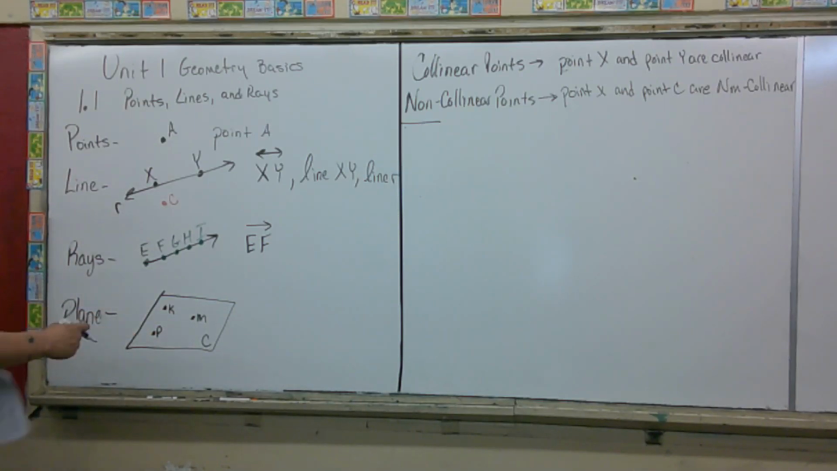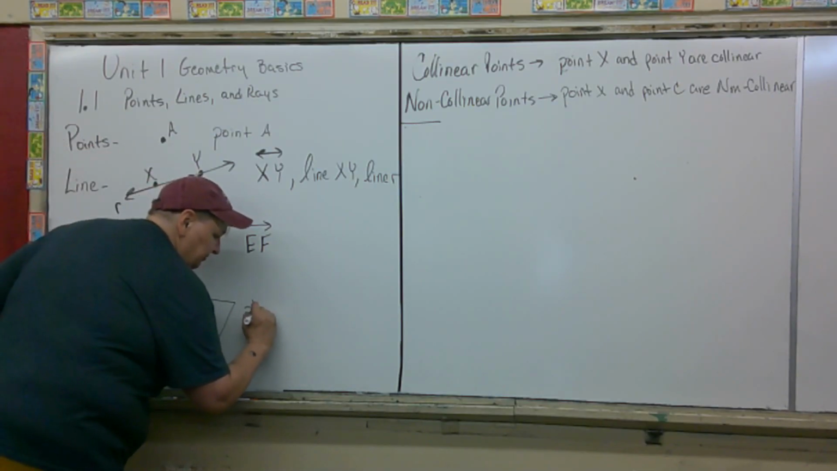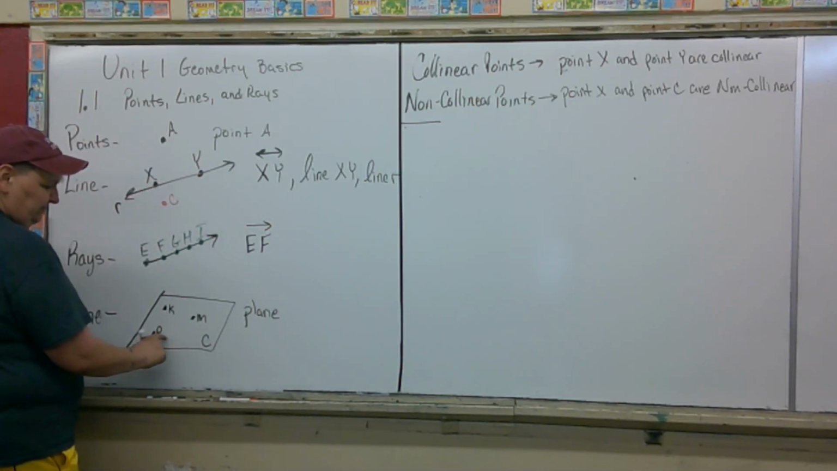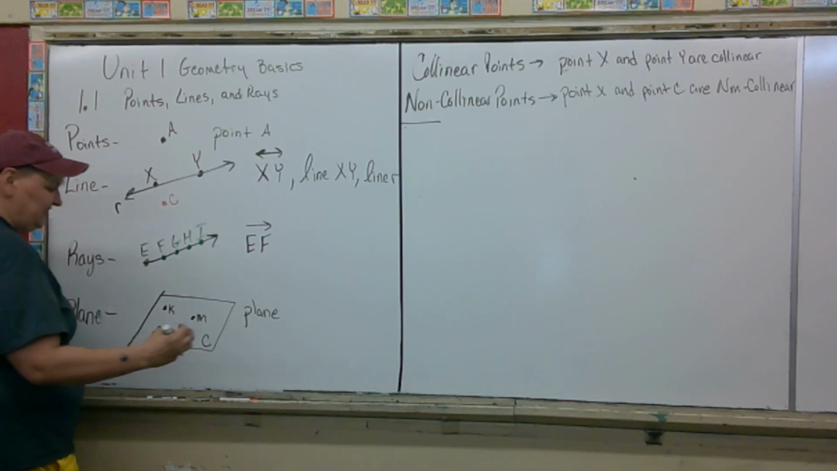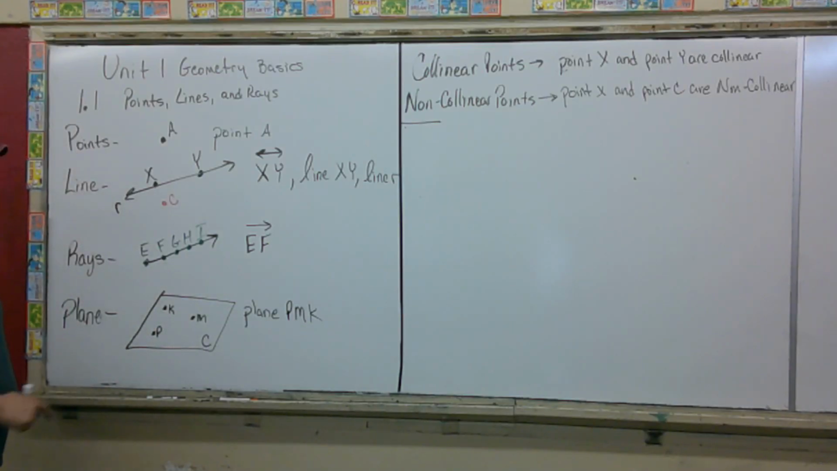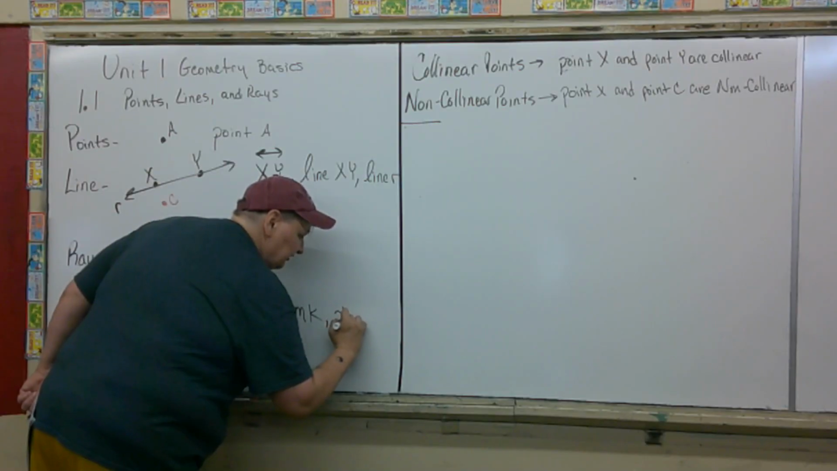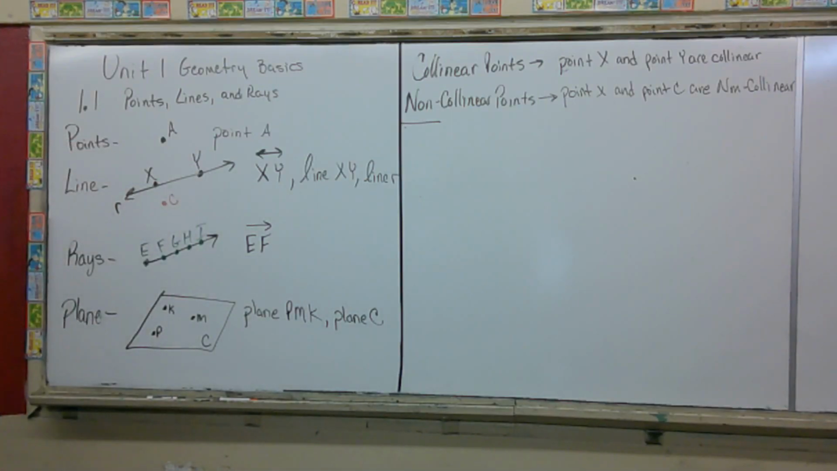That means you can name it several different ways. You could say plane lowercase p, KPM, MKP, PMK, any variation of those 3 points. Any 3 points, because to be a plane it has to have 3 points. So let's say plane PMK, but you could also name it with this. Plane lowercase p, C, capital C.